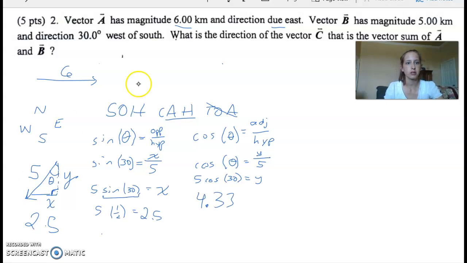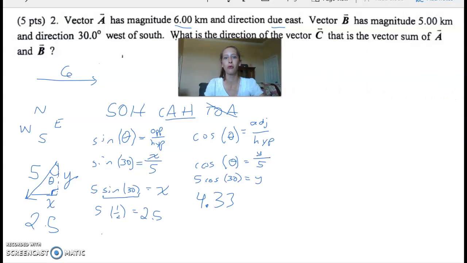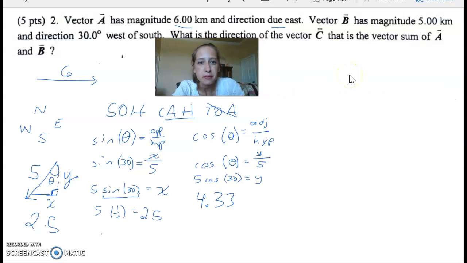Okay, so I need to move my face so I have room to write. Okay, so we went to the right 6, and then we went to the left 2.5, and then we went down 4.33. Because these are vectors, it doesn't matter what order we do them.